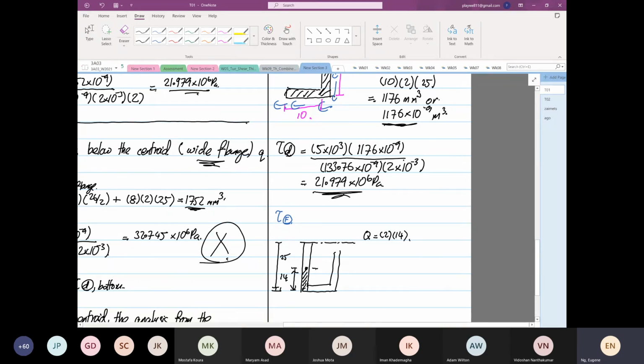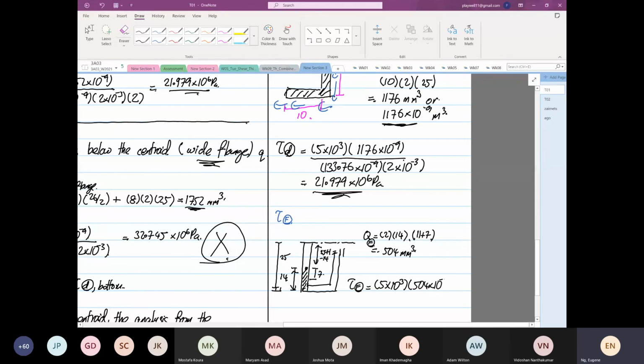Okay, so we know from here to here is 7, right? So from here to here is 25 plus 1 minus 14, which is 11. So this term over here is 11. So it will be equal to 11 plus 7, times 14, times 2, which is equal to 504 millimeters cubed. So Q at point F. Finally, the stress at point F is equal to 5 times 10 to the power 3.